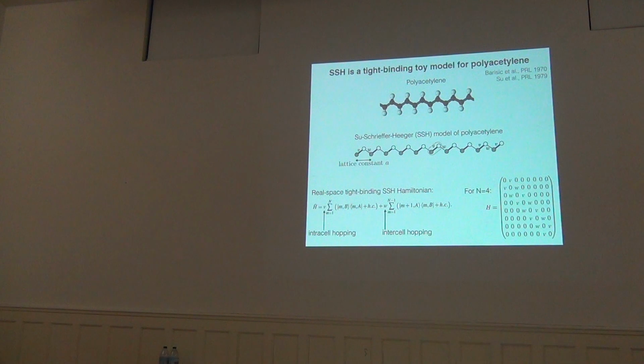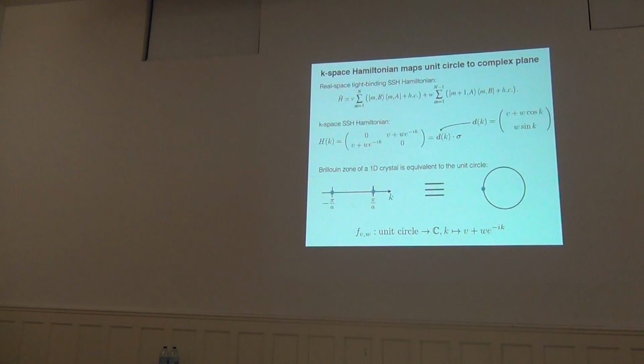If I want to illustrate it more, I can just write out the full Hamiltonian matrix for a chain which has a length of 4. So that's a 4 by 4 matrix, of course, and then this is the pattern. You have V hopping, W hopping, V hopping, W hopping, and so on. Very simple textbook thing. Okay, so this is the Su-Schrieffer-Heeger model for polyacetylene.